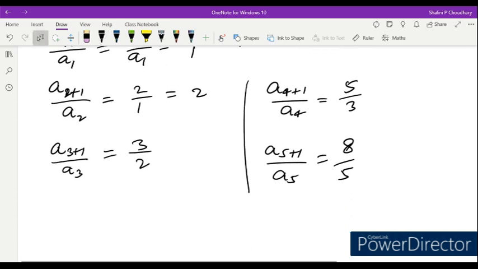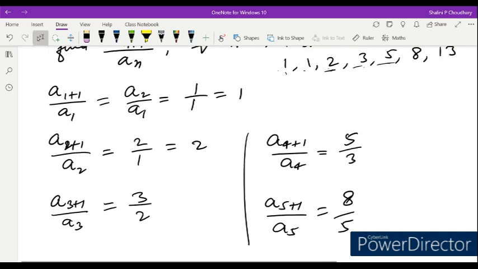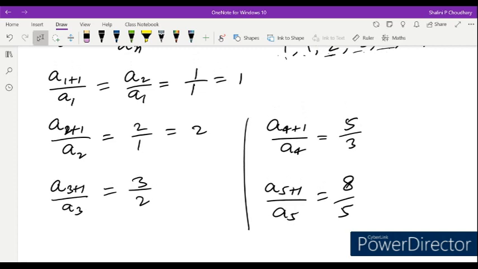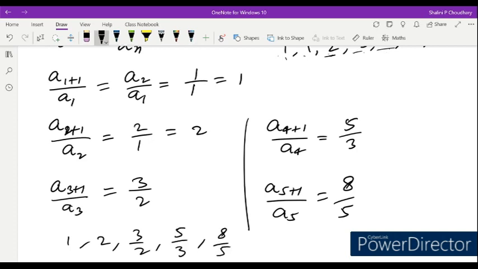So the terms will be the sequence. What will be the sequence of this one? So we have to find out for n is equal to 1, 2, 3, 4, 5, the values are 1, 2, 3 upon 2, 5 upon 3 and 8 upon 5. Okay, so this way we can find out.